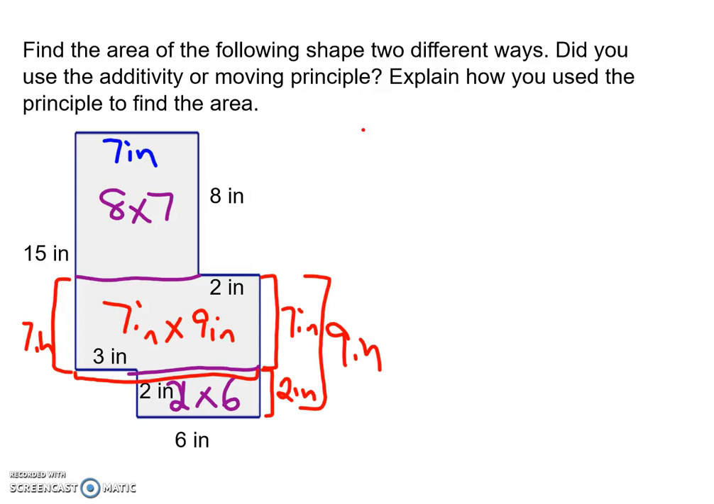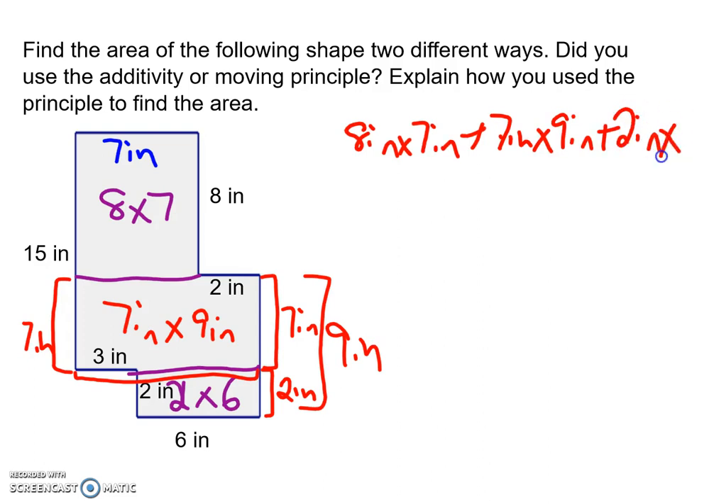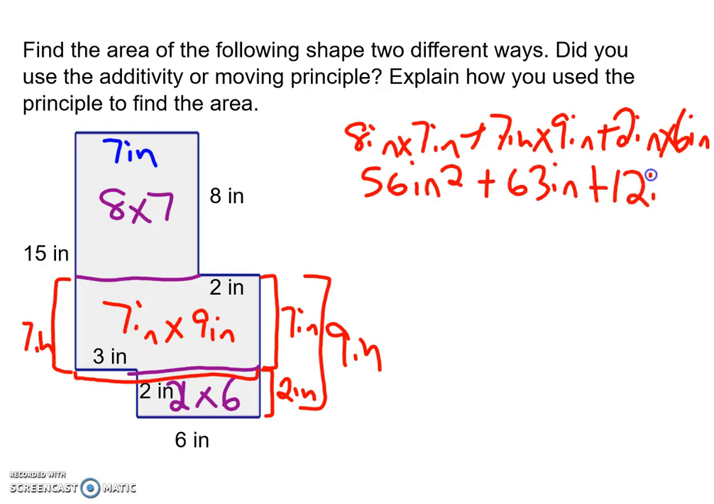So when I look at what all do I have, 8 inches by 7 inches plus 7 inches by 9 inches plus 2 inches by 6 inches. So here we have 56 square inches plus 63 square inches plus 12 square inches. Okay, so then we can add all those values together, and that would tell us that this is 131 square inches. Now I'm going to show you one other way that this could be done.